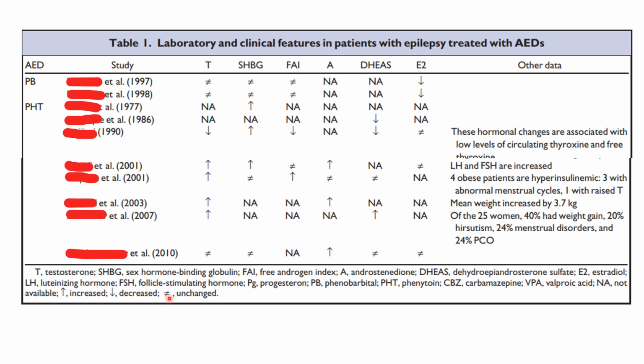And plus, there is also a word called NA, and NA means not available. In other words, in this particular study that was done in 1997, testosterone levels were not changed after taking the drug phenobarbital. The sex hormone binding globulin levels were unchanged. The free androgen index was unchanged. The androstenedione levels were not available in the study results; the authors had not studied it. The dehydroepiandrosterone levels were not available and were not studied. And the estradiol levels were decreased slightly. So this is an important finding in this particular study.